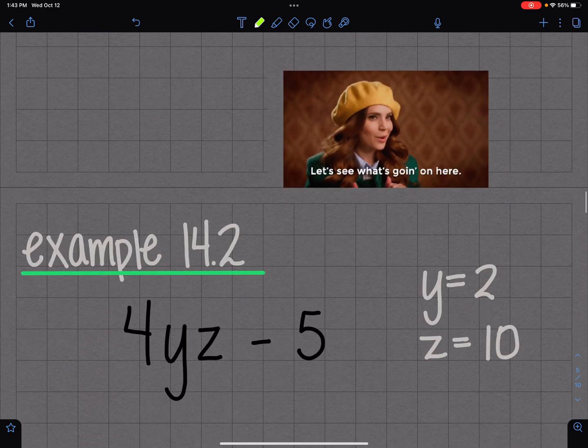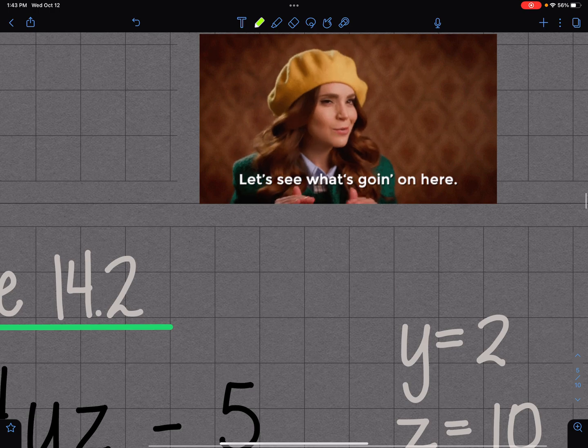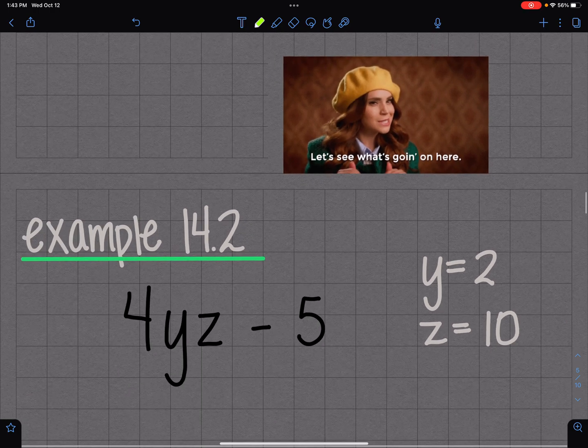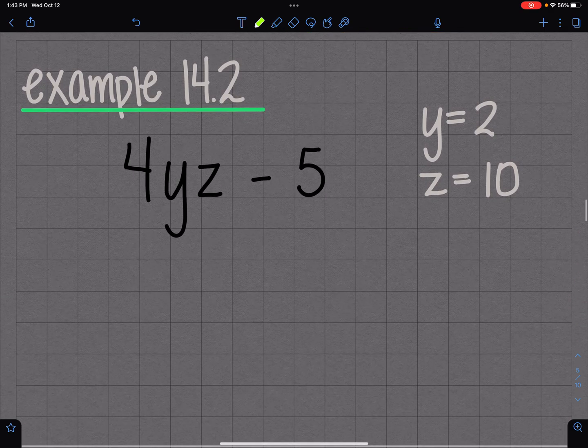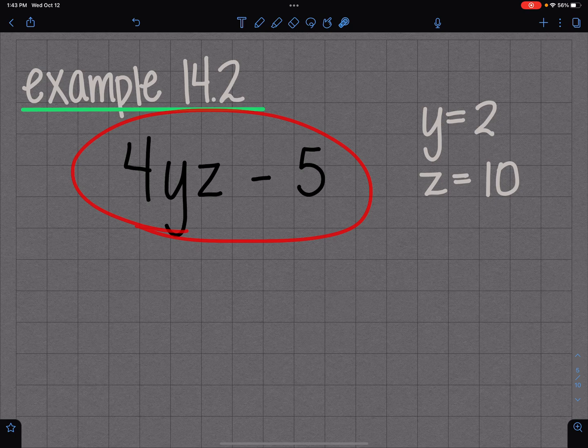So easy, right? Now let's keep on seeing what's going on here, because you know it's not going to be that easy in your homework. So how could they make it trickier? They could do this. More order of operations. Do not let these test makers trick you. We're just going to plug in these numbers.